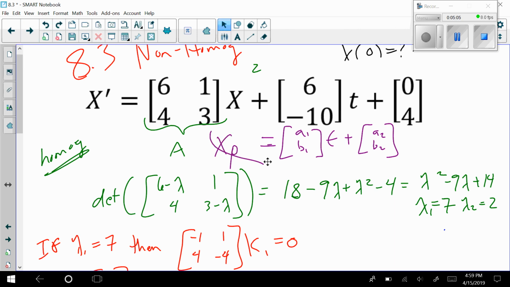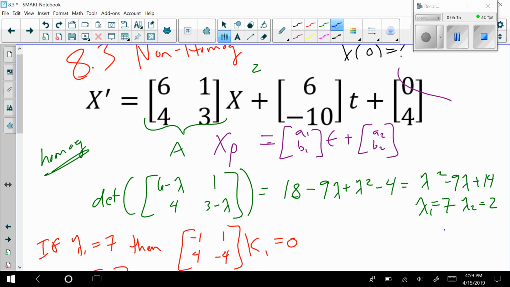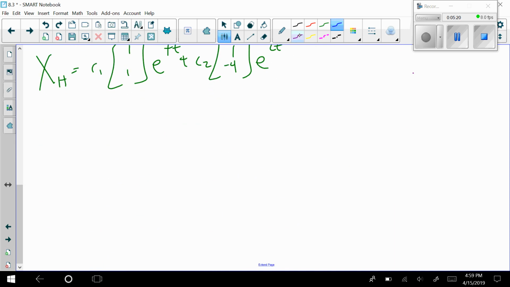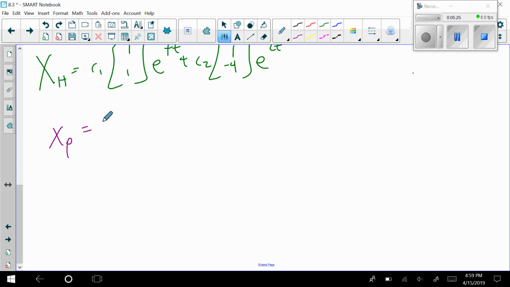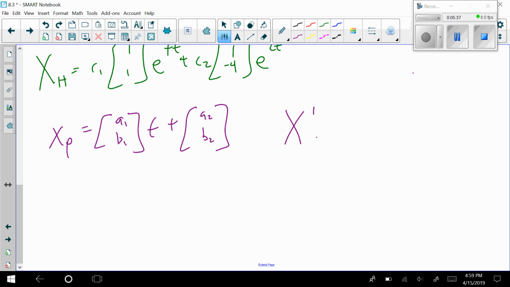Okay, so there we go. So that's what I think it is. It's just this big thing sitting down here, right? This thing here. Well, okay, so if I write it down here where I can see it a little bit better, I would have x sub p is equal to a1, b1 times t plus a2, b2, which then means that big X prime sub p, my particular derivative, right?